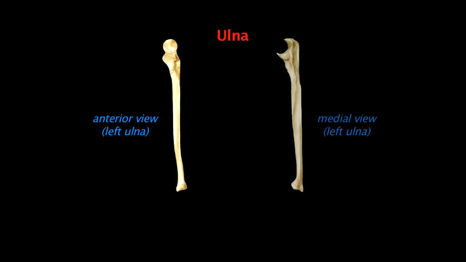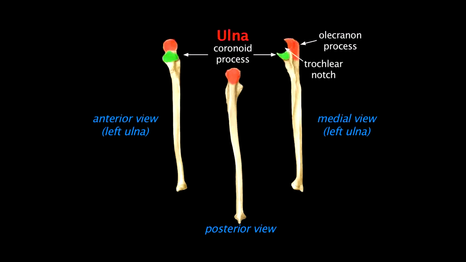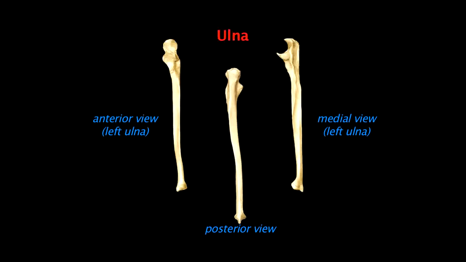The ulna is much larger than the radius. It's easily distinguishable by the large olecranon and coronoid processes on its proximal end, which form the large trochlear notch shown here. On its anterior surface, just distal to the coronoid process, is a small protrusion called the tuberosity of the ulna, which is the insertion point for the brachialis muscle.